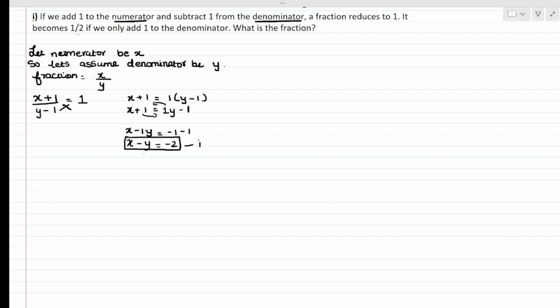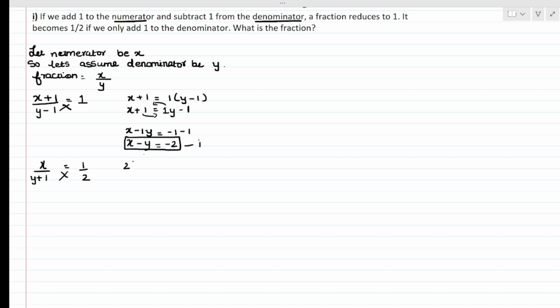It becomes 1 by 2 if we only add 1 to the denominator. That means we are asked nothing to add or subtract from the numerator, so our numerator will remain as it is. That is why I have written only x. It becomes 1 by 2 if we only add 1 to the denominator, so our fraction becomes 1 upon 2. Clear? Now again do cross multiplication.